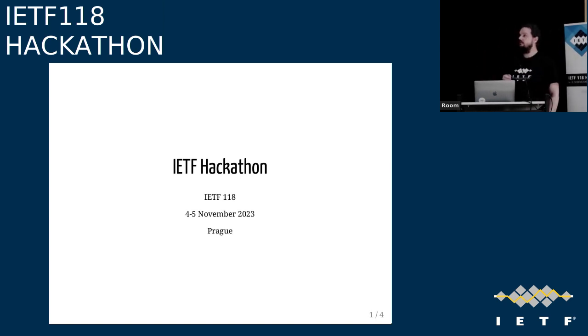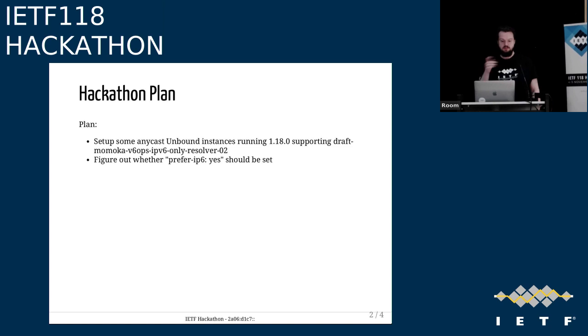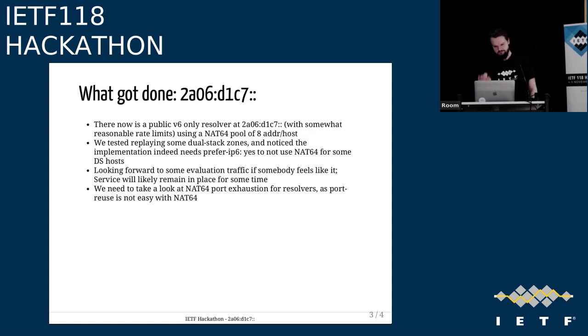So welcome everyone. This is indeed about the draft Momoka wrote about using NAT64 in DNS servers. The basic plan for the hackathon was to have the draft Momoka wrote, which NLnet Labs implemented, set up on some form of public resolver and throw a couple of queries against it to see if something breaks, and also to figure out whether prefer IPv6 is a thing you should do if you configure your DNS server with NAT64 according to the draft.